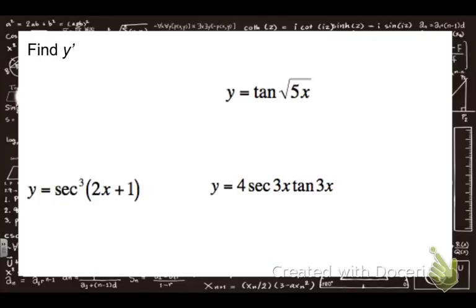Alright, so we just did this first one and this last one. I want you guys to put the video on pause and try these other 2 problems.